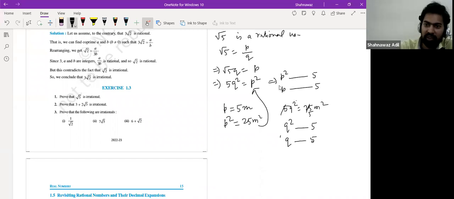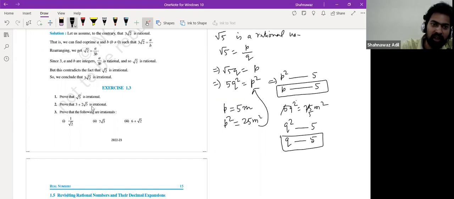So we found that p and q have a common factor other than 1, which is 5. So that will make our assumption wrong. So that is how root 5 is irrational. Irrational. Okay.